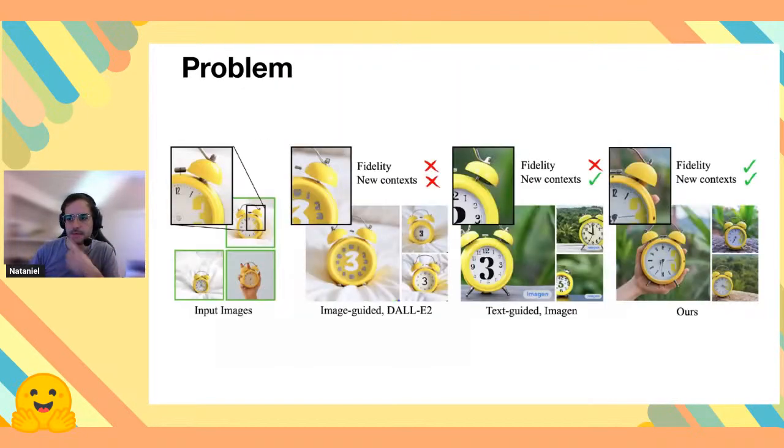You can see it here, for example, using image guided DALL-E generations, using the CLIP guided conditioning, you get similar images, but you don't get the exact same clock that you want. Using text guided, prompt guided Imagen or DALL-E 2, you get similar clocks, but you can never get exactly the clock that you want in this case. And using Dreambooth, you are able to get the specific clock that you want.